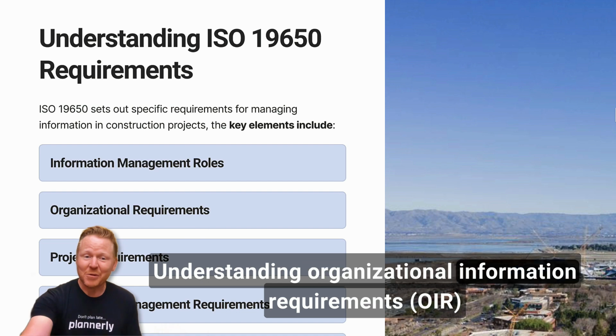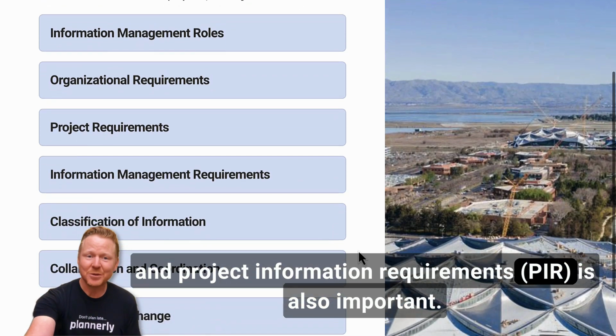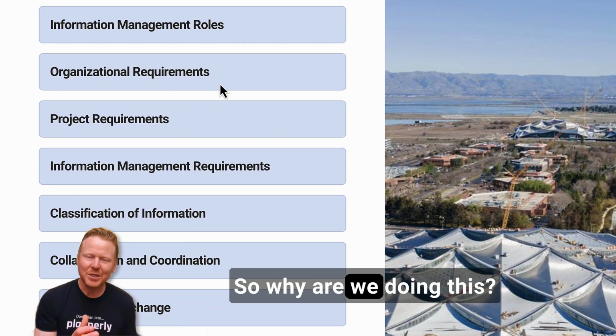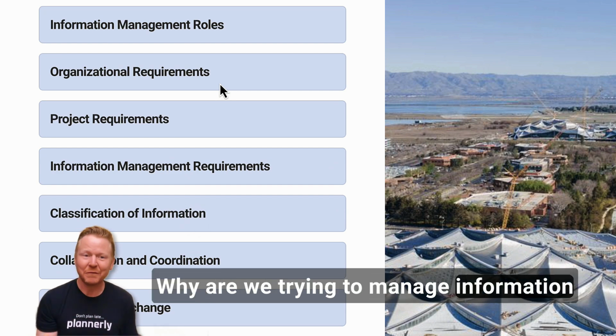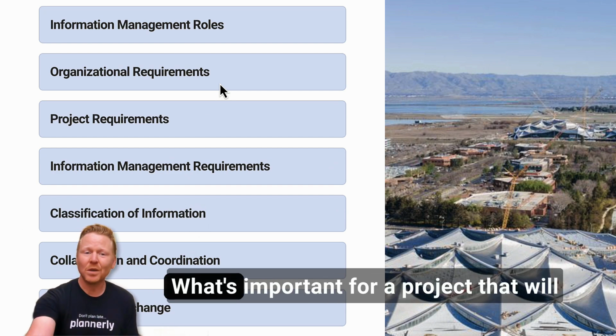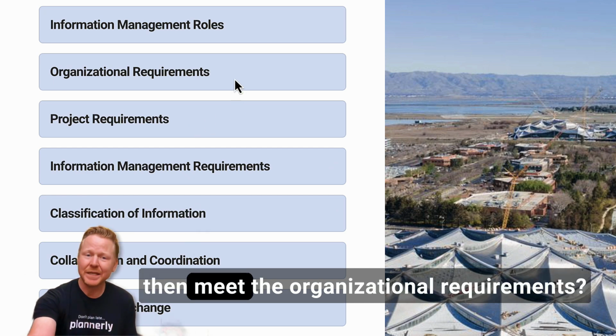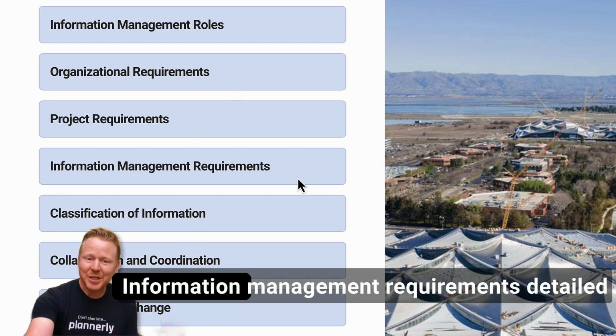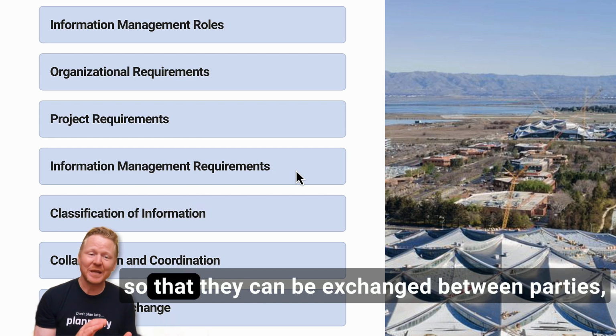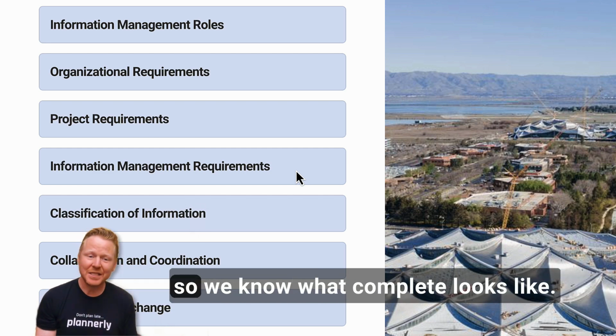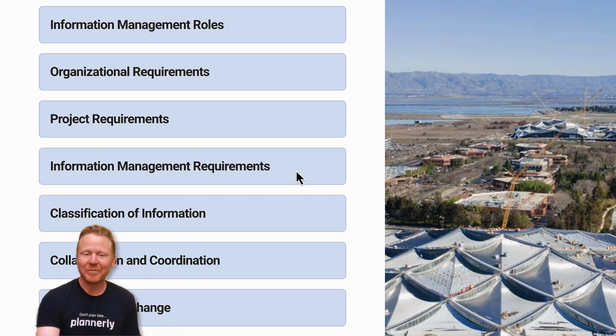Understanding organizational requirements and project requirements is also important. So why are we doing this? Why are we trying to manage information in a more structured way? What's important for a project that will then meet the organizational requirements? Information management requirements detailed so that they can be exchanged between parties, so we know what complete looks like.